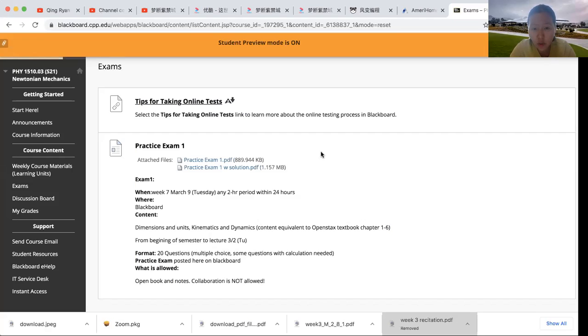Equation sheet wise, because it's open book and open notes, however you want to organize your stuff is up to you, whether you want to write it up, summarize everything on a piece of paper so you can quickly reference it, or have your book or notes in front of you and open things up, or on your computer, that's totally your choice, okay?